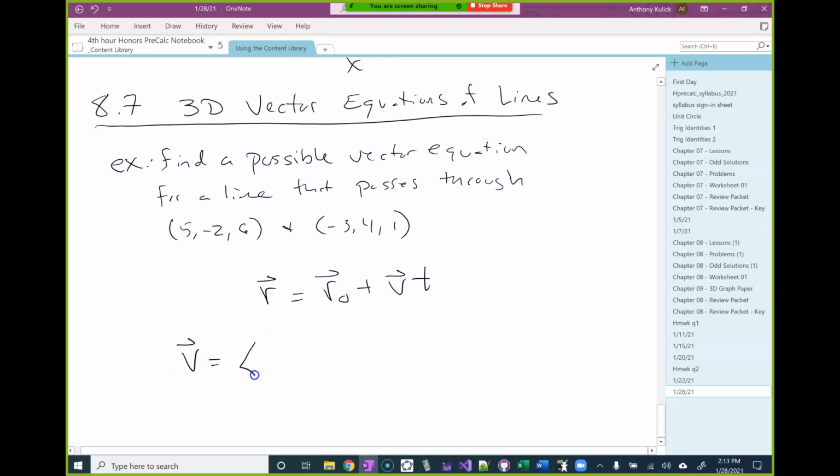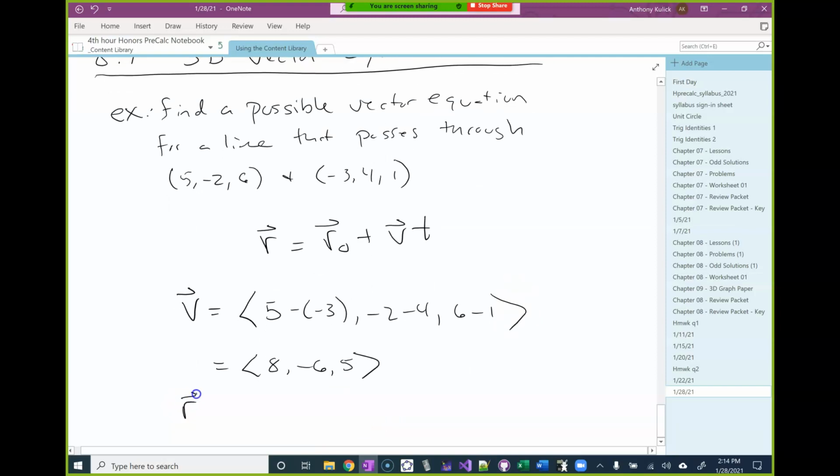So for our vector v, we'll just find the component form using those 2 points. It doesn't matter which one we call the head and which one we call the tail, so it doesn't matter which one goes first and which one goes second. Everybody's okay with what I did there? So that's going to give me 8, -6, 5.